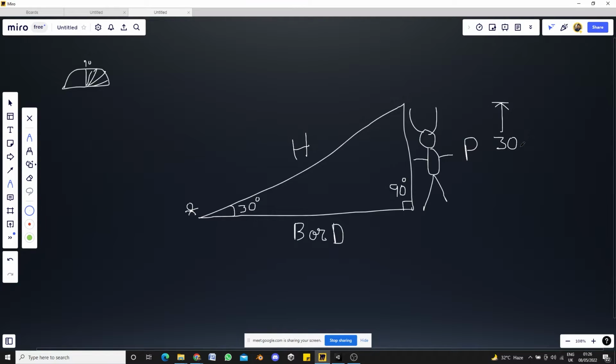To get the actual height, we need to send more scouts. We need to gather more and more information. But in dire times like this, when the monster is attacking your castle, we have to make this calculation.